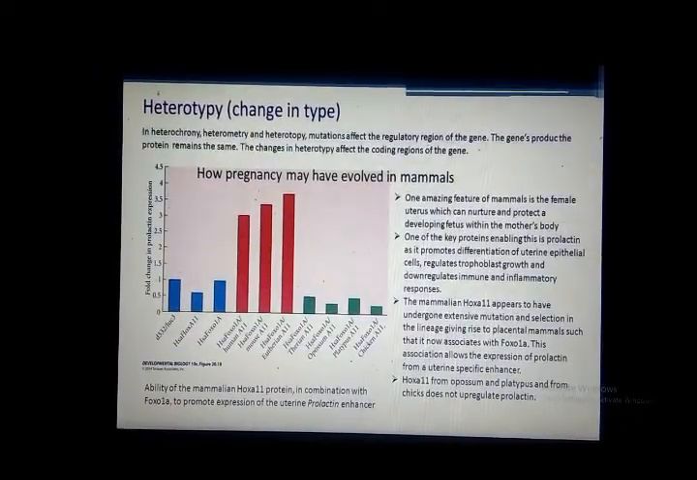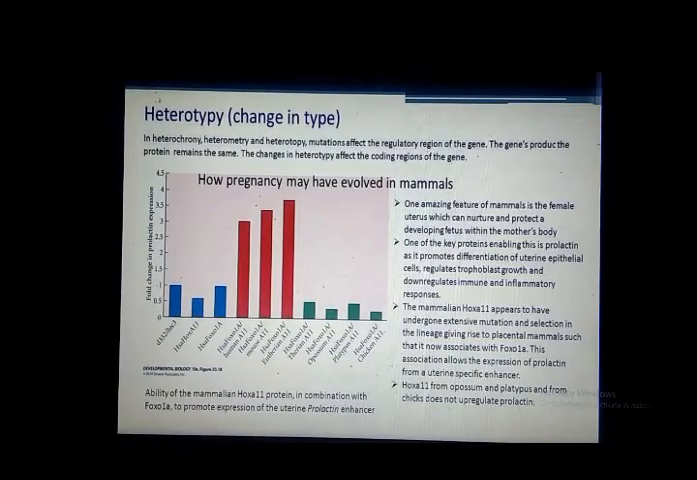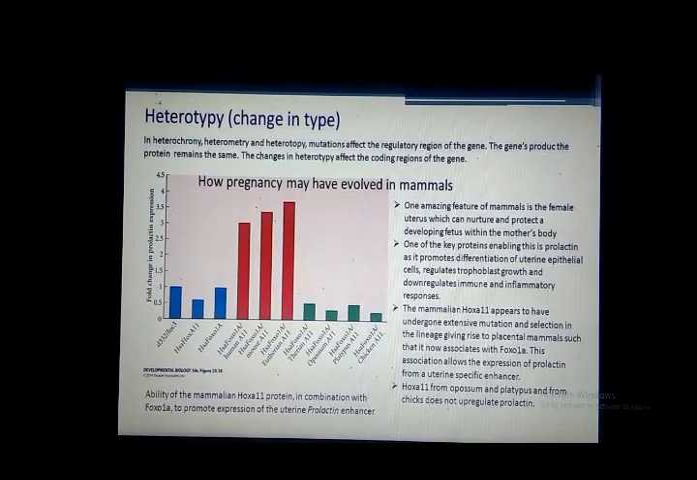Okay, the last is heterotypy, change in kind. In heterochrony, heterometry, and heterotopy, mutations affect the regulatory region of the genes. The gene product, the protein, remains the same. The change in heterotypy affects the coding region of the gene.